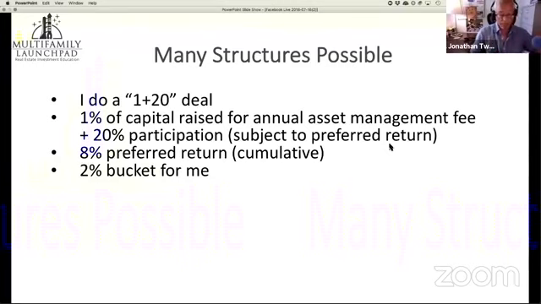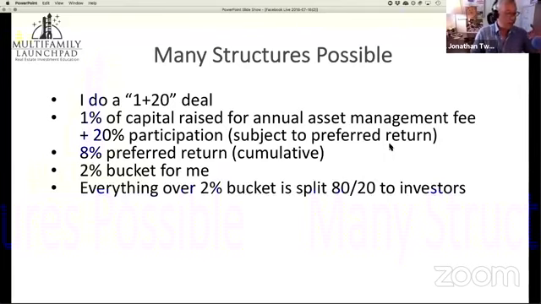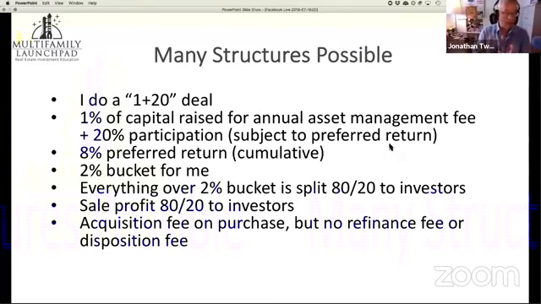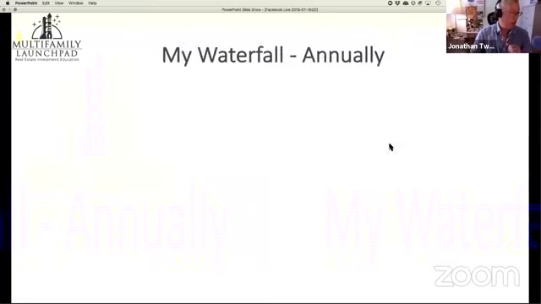But typically it's 8% preferred return, 2% for me. And then everything over that 2% bucket is split 80-20 to the investors. Okay, so rather than preferred return 50-50, it's preferred return, sponsor bucket, 80-20. And then on sale, we also do 80-20. We do an acquisition fee on purchase, but we don't do refinance fees. We don't do disposition fees. We just get compensated by that back end participation for all that other stuff.